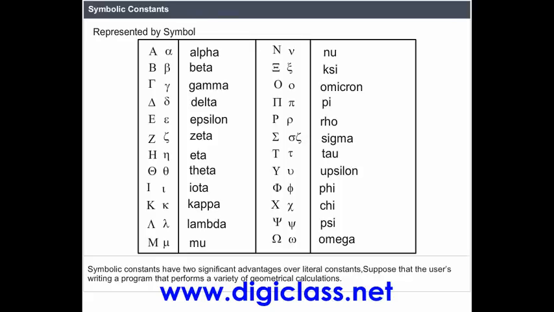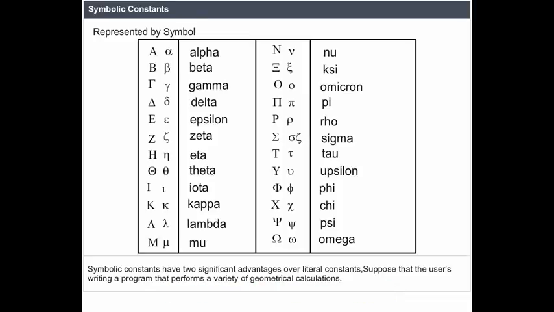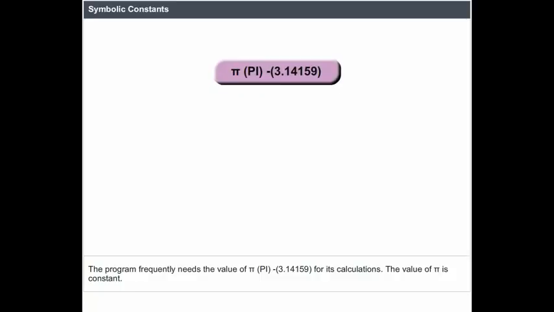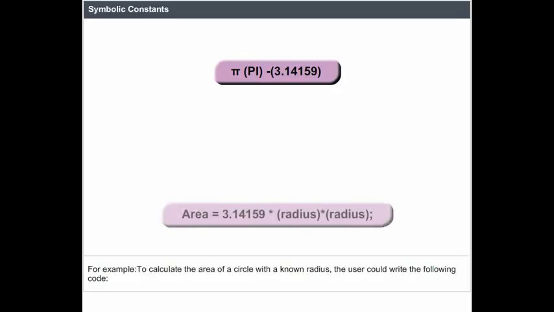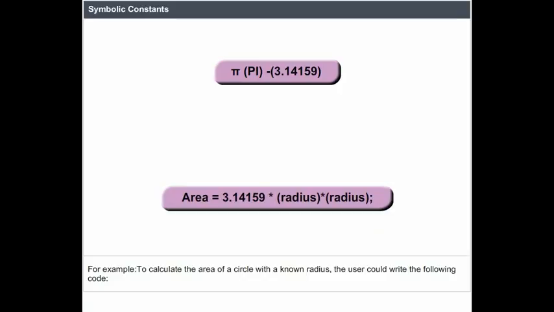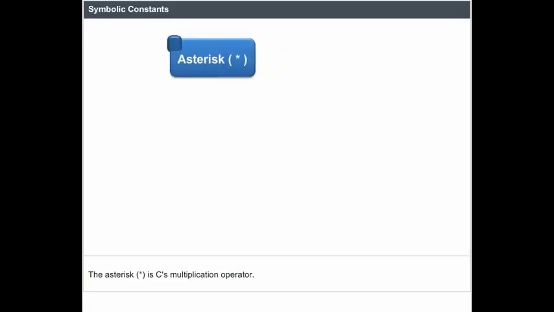Suppose that the user is writing a program that performs a variety of geometrical calculations. The program frequently needs the value of pi (π), 3.14159, for its calculations. The value of pi is constant. For example, to calculate the area of a circle with a known radius, the user would write the following code. The asterisk is C's multiplication operator.